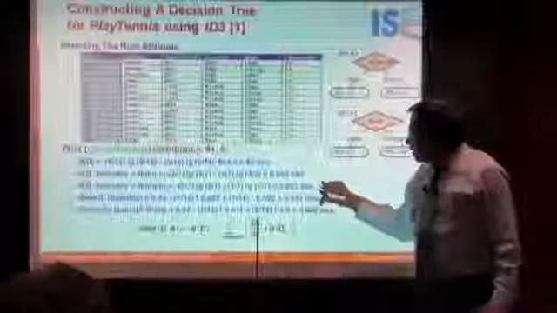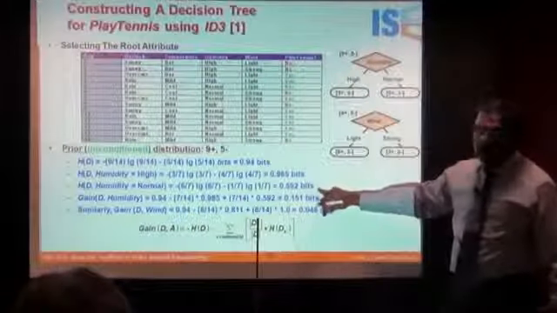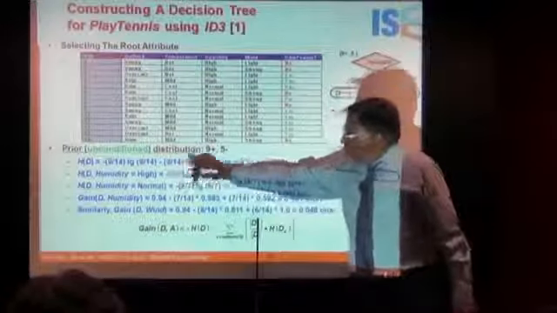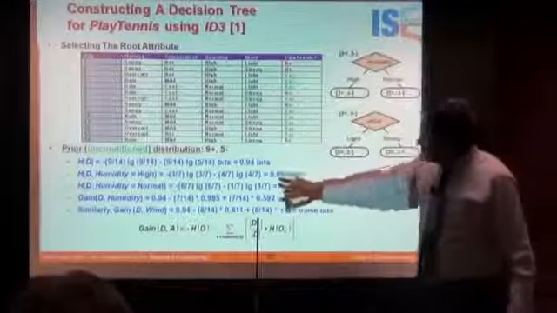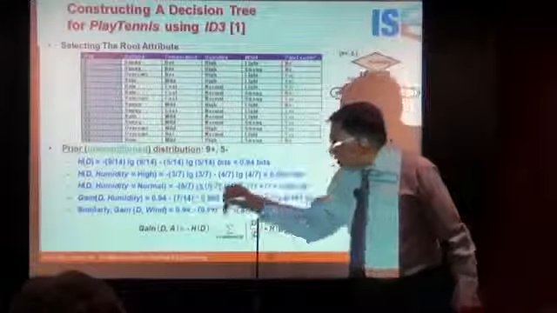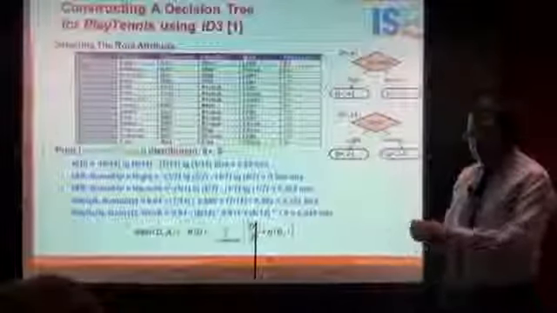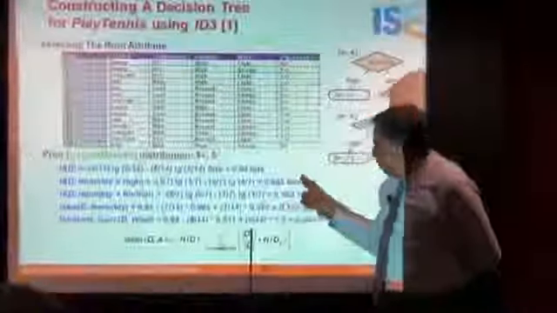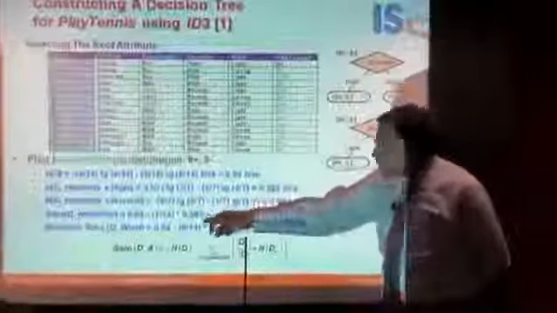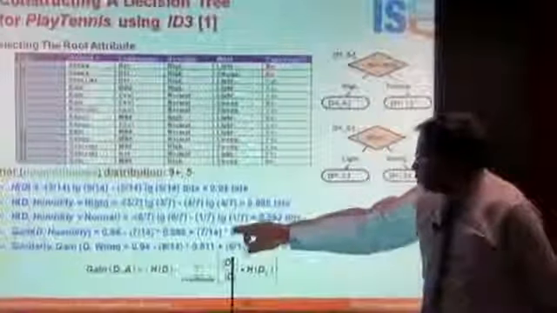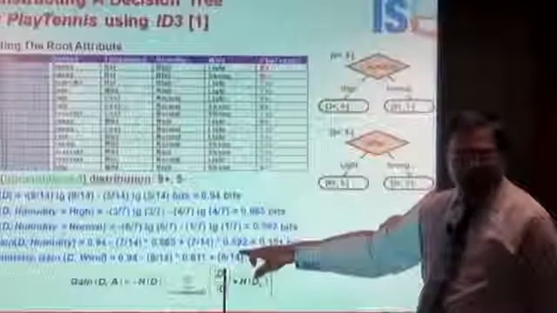And when humidity is normal, similarly, the number is 0.592 bits. When it is high, it is 7, and when it is normal, it is 7. So the weighted summation should be done: 0.985 multiplied by 7 by 14 and 0.592 multiplied by 7 by 14.